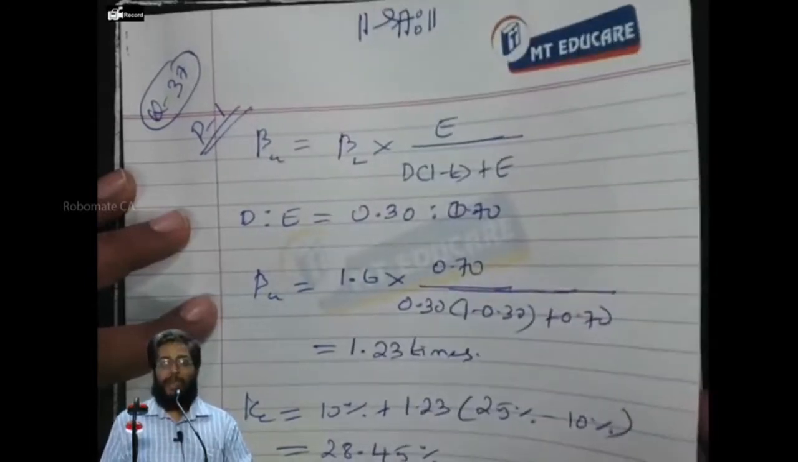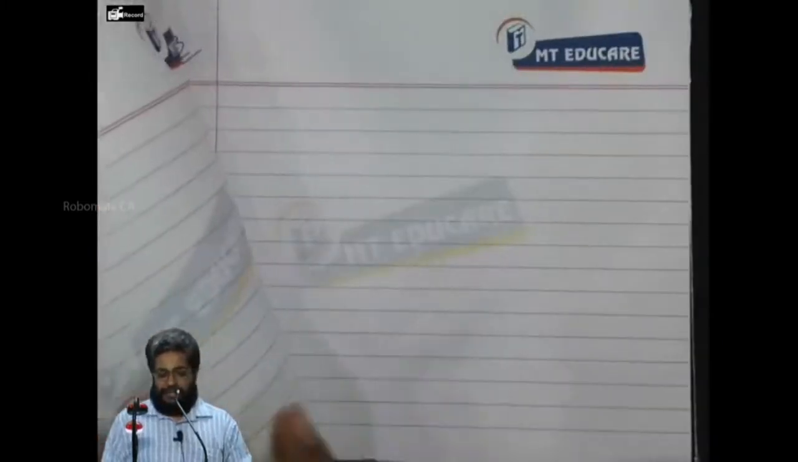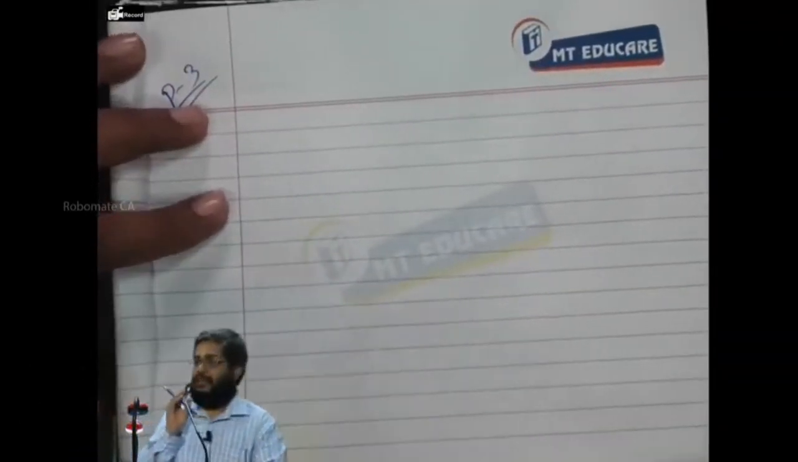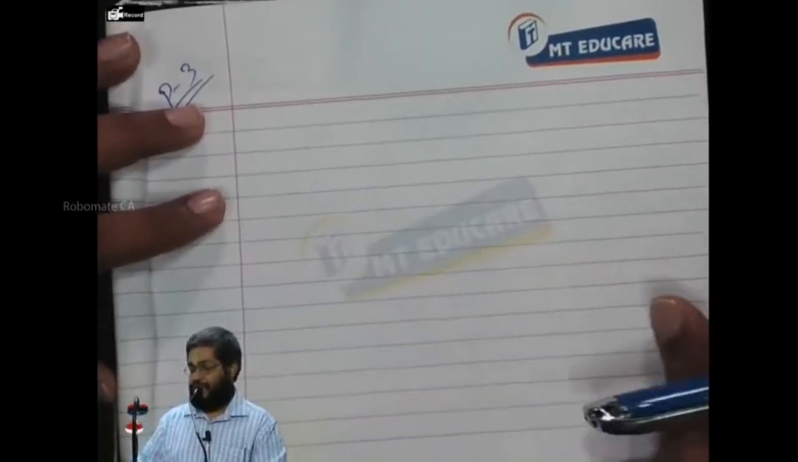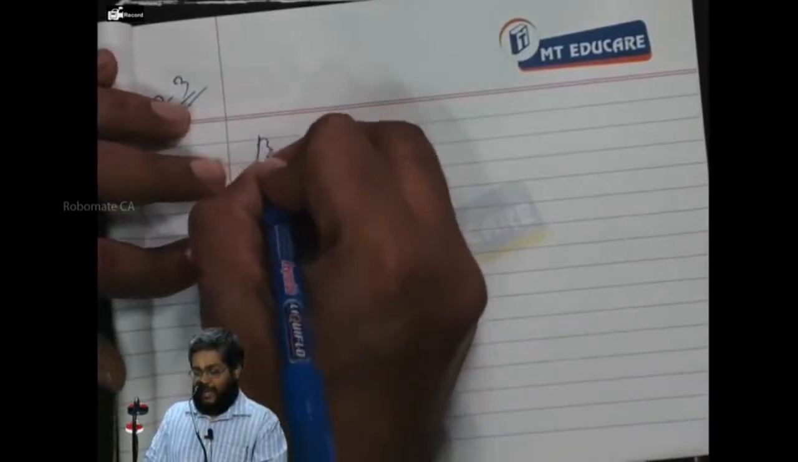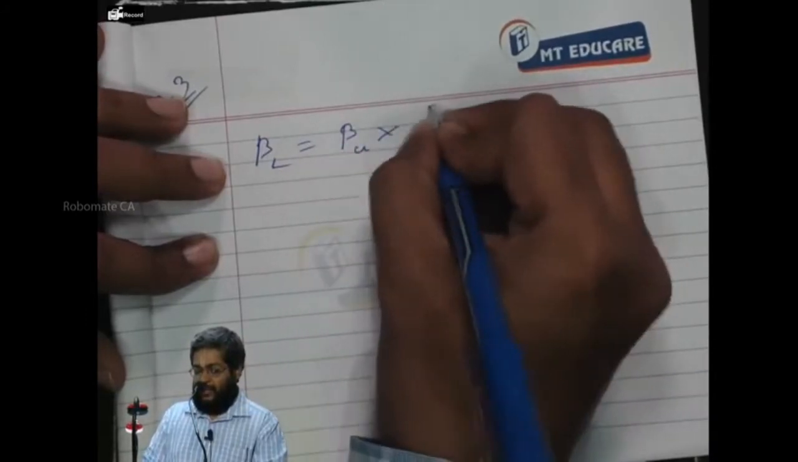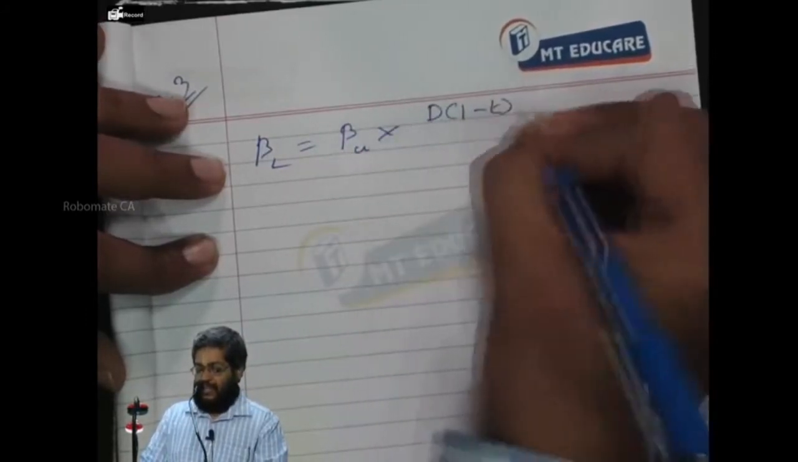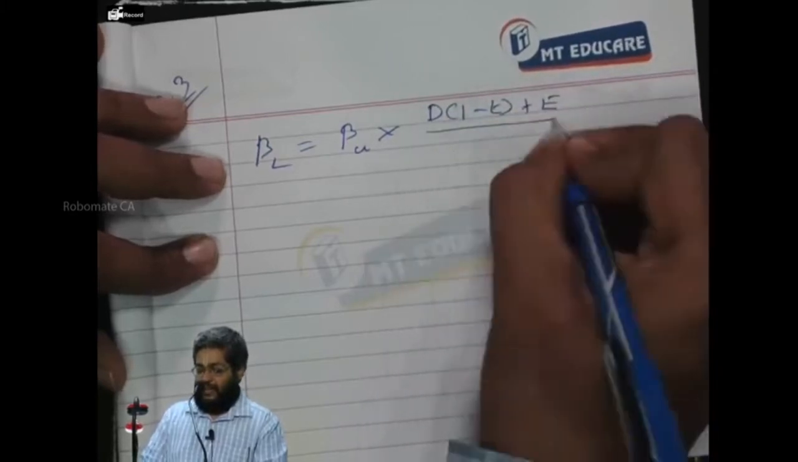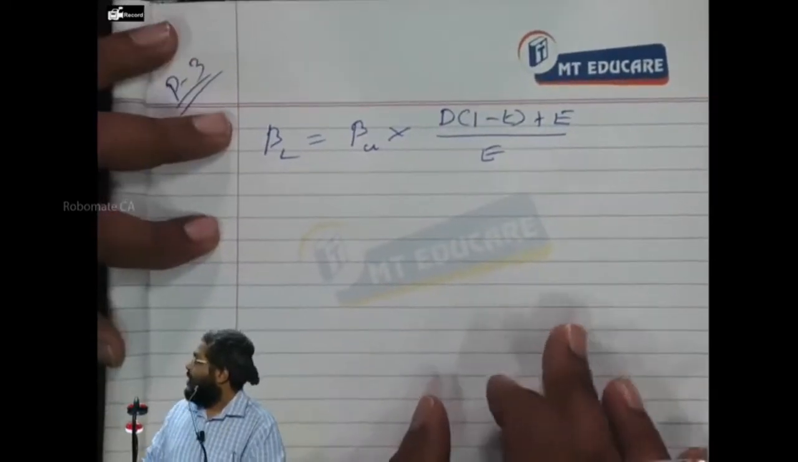Step 2: converting it back to levered beta. Can I proceed? Now, write the formula. Beta levered is equal to beta unlevered into debt into 1 minus t plus equity, divided by equity. Can you proceed or not?